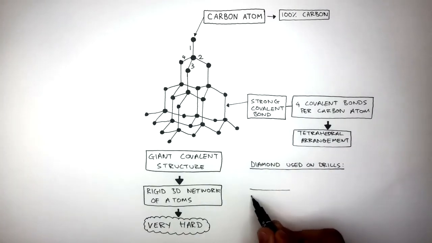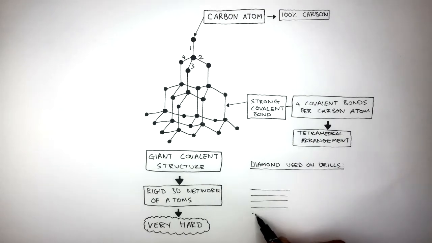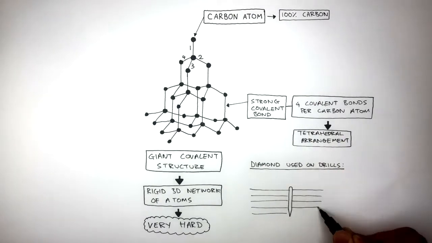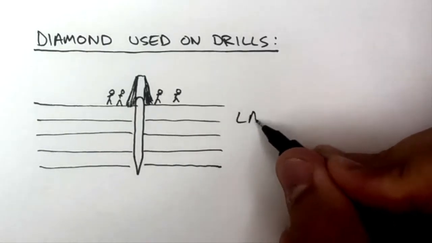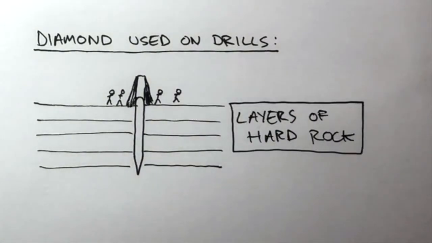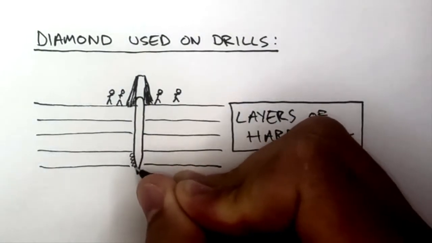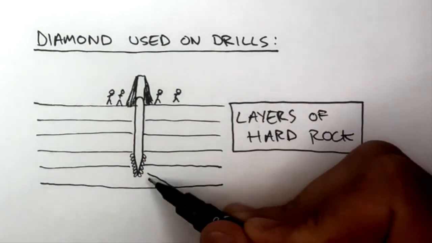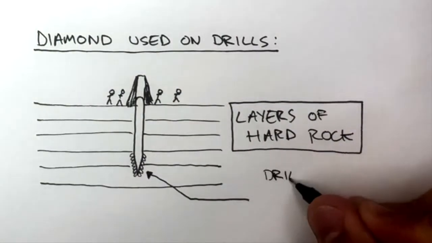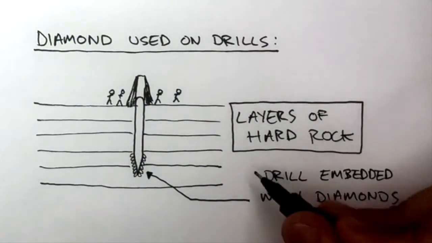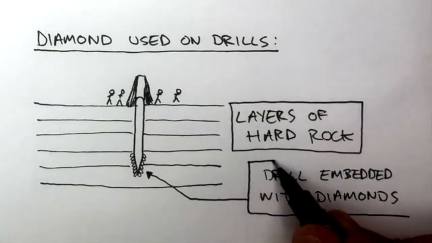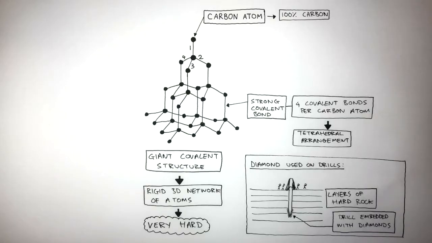So here we have layers of very hard rock, which this drill is able to drill through. So we can see how the layers of hard rock have easily been drilled through due to these diamonds at the tip of the drill. This drill has been embedded with diamonds, as the diamonds are harder than the layers of hard rock, so the diamond helps the drill cut through the hard rock.